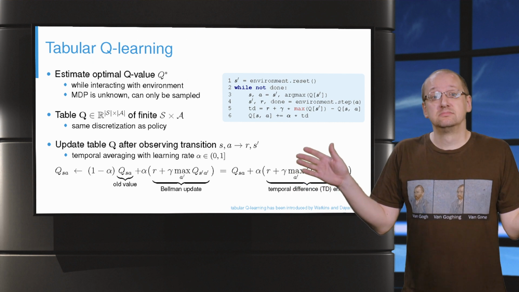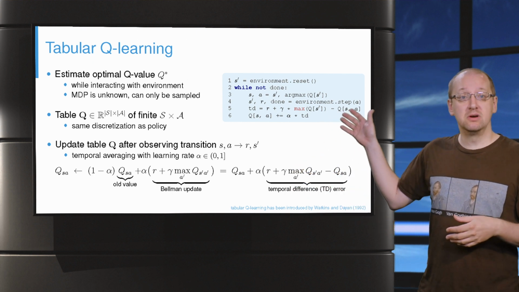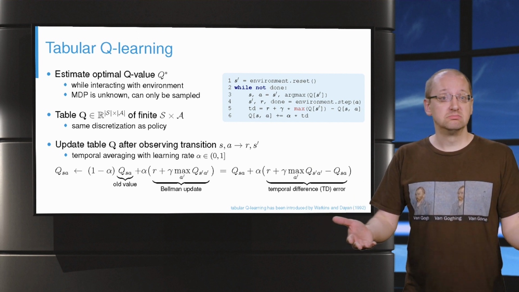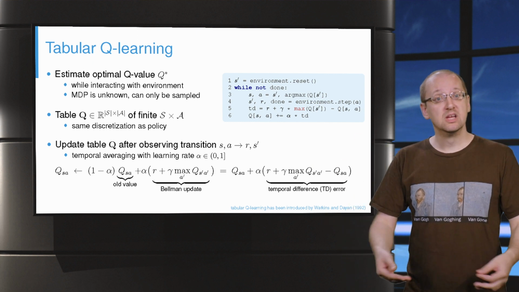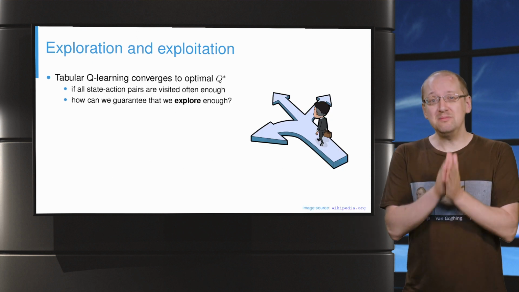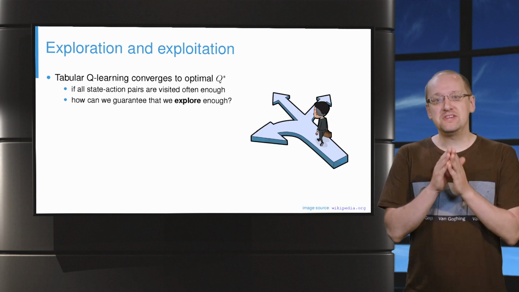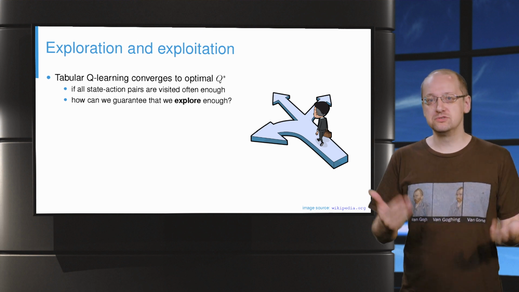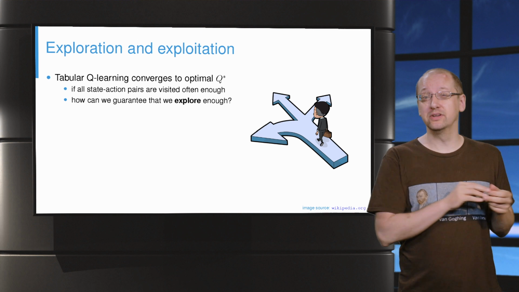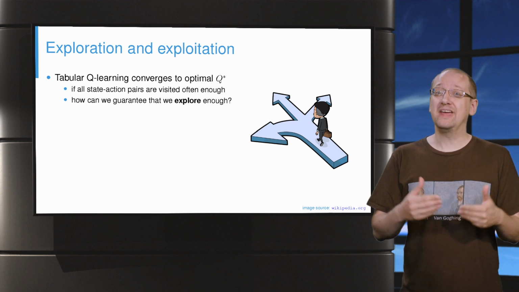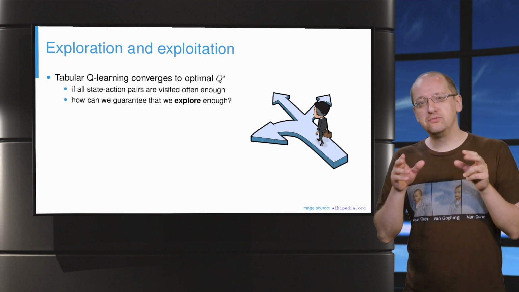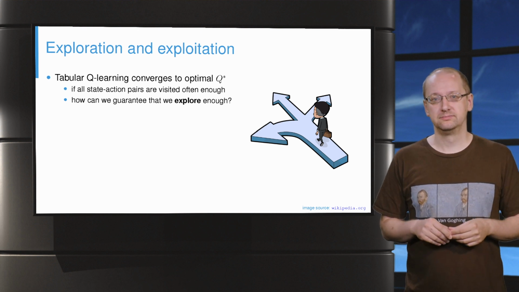And that's it. Here's some Python code of the algorithm. Every iteration of the while loop picks an action, executes it in the environment, and updates the table entry. Using this extremely simple algorithm, the table will converge to the optimal Q values, but only if we visit all state action pairs often enough. This is called exploration of the environment, and I want to finish this video with two very simple examples.